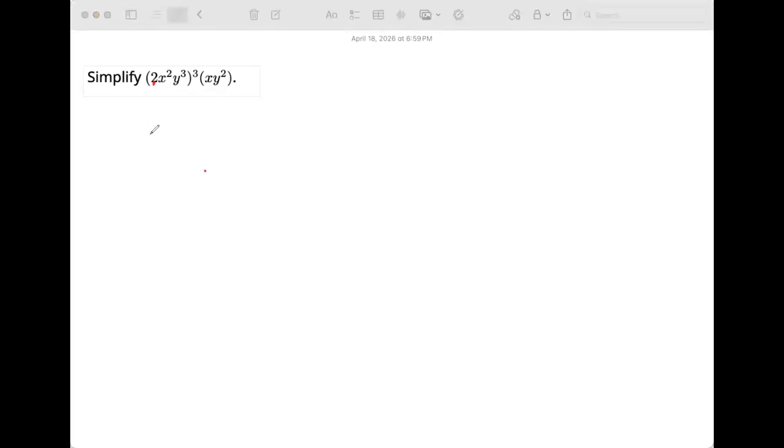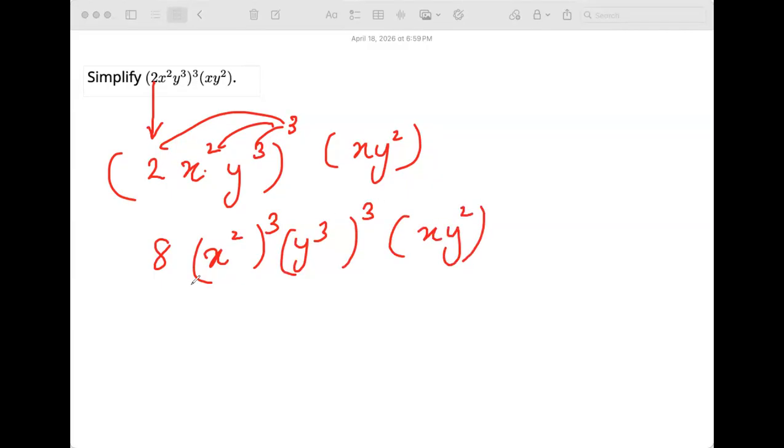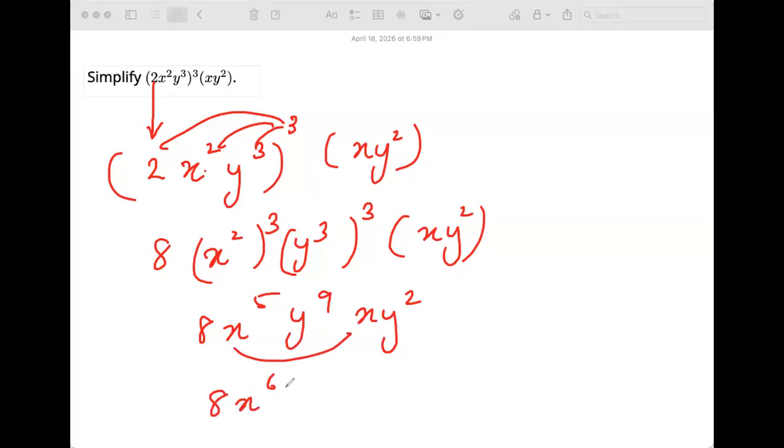Okay, Adyan, see here. 2 x squared y cube whole power of 3, right? What do you do with that? You have to apply that 3 to each of these. So 2 cube is 8. X square power 3, y cube power 3. So 8 x power of 5 y power of 9, xy square. Now what happens? These two combine: 8 x power of 6 y power of 11. Makes sense, guys?